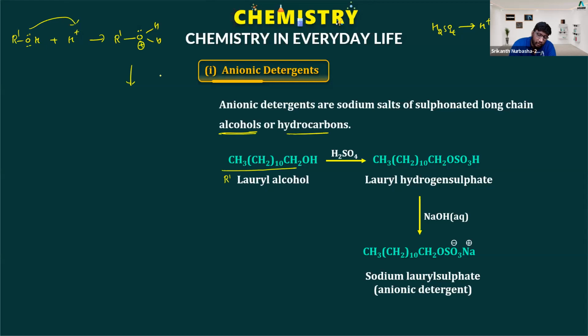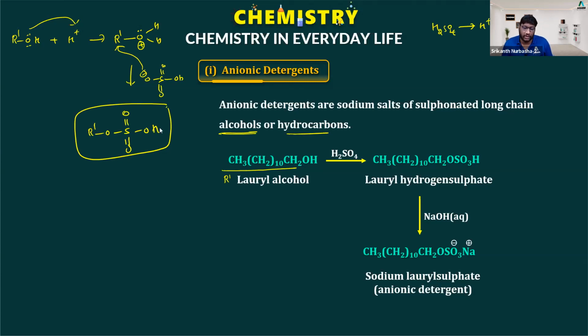HSO4- will be having the structure like this: S double bond O, S double bond O, OH and O-. This HSO4- will try to attack this particular alkyl group, generating R'O, S double bond O, S double bond O, OH. This is nothing but your lauryl hydrogen sulfate. Whenever it is added with NaOH, here still we have an OH bond. So this OH bond can be cleaved. OH- can pick up this proton, and here O- can develop a new electrostatic force of attraction with Na+, forming R'O, S double bond O, S double bond O, O- Na+ ion. This is nothing but sodium lauryl sulfate, which is an anionic detergent.